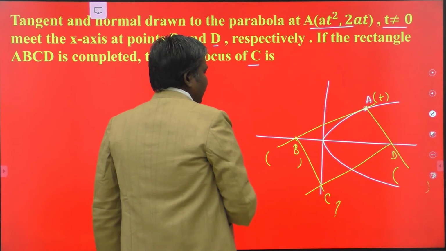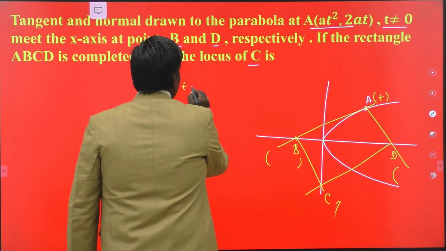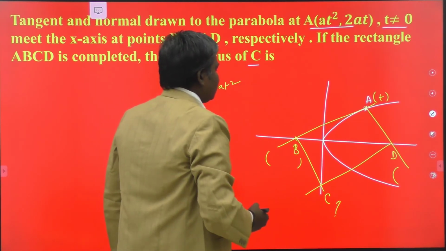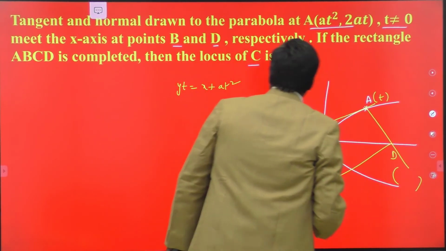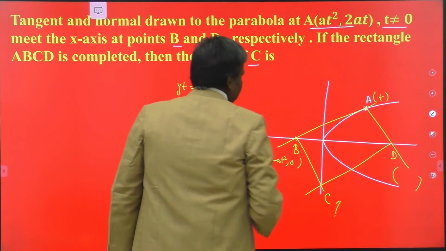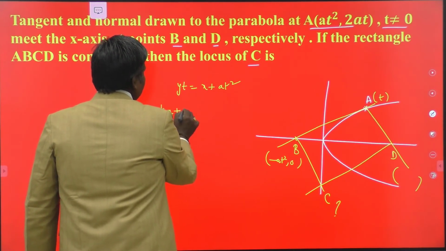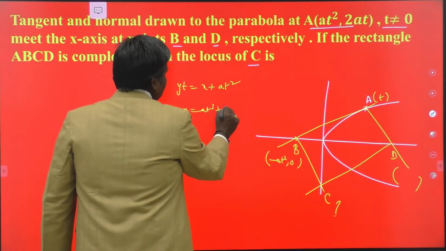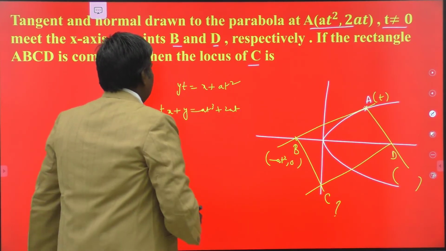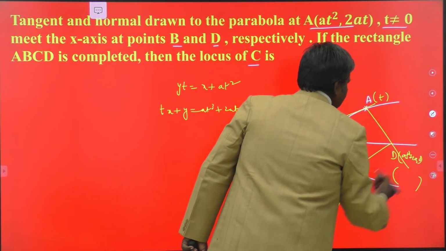Yes, we have done so many times. B and D coordinates. So, what is the equation of tangent at t? ty = x + at². Solve with the x-axis, put y equal to 0, we get (-at², 0). This is the coordinates of B. What is the normal at t? tx + y = at³ + 2at. Again put y equal to 0, we get at² + 2a. The coordinates of D are (at² + 2a, 0).